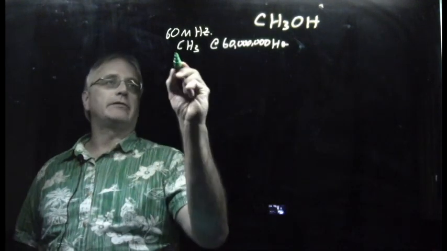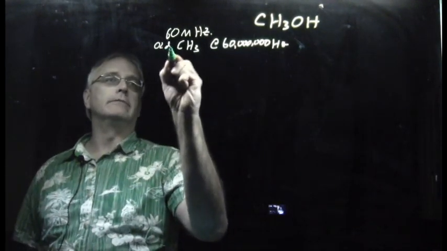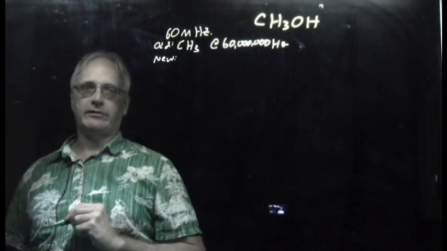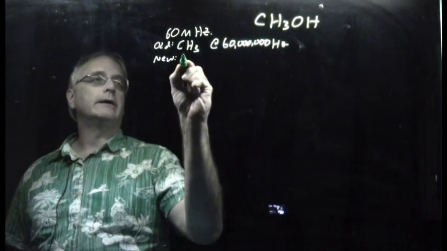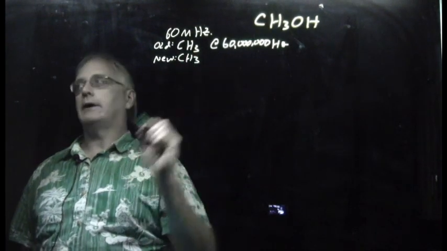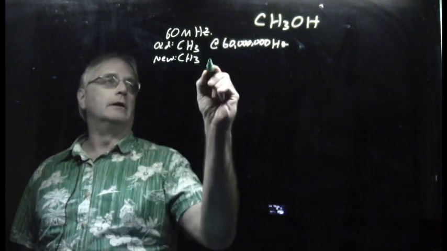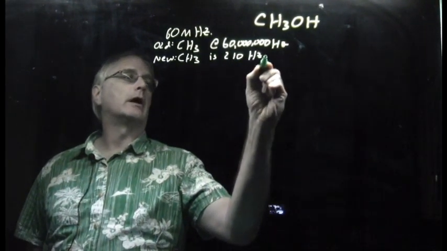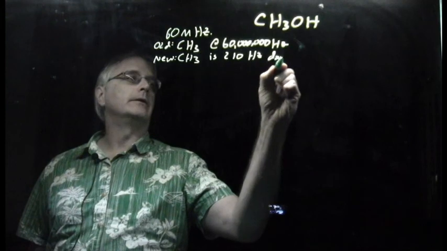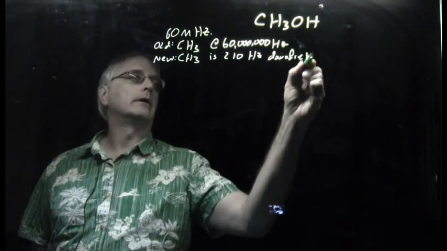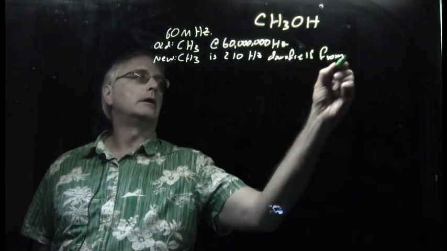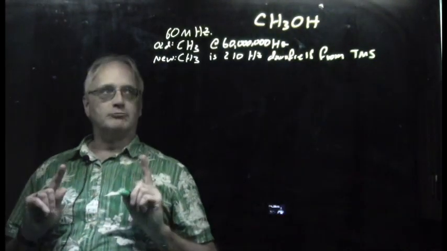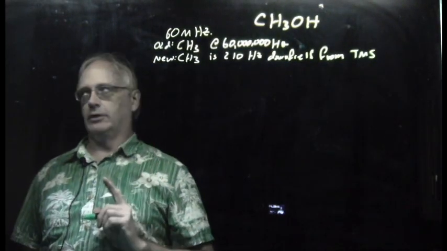Using TMS, this would be like the old way of doing it. The new way of doing it, using the TMS standard, would be to say that the methyl group here in methanol is 210 hertz downfield from TMS. Okay? Now come back to that point in just a moment.